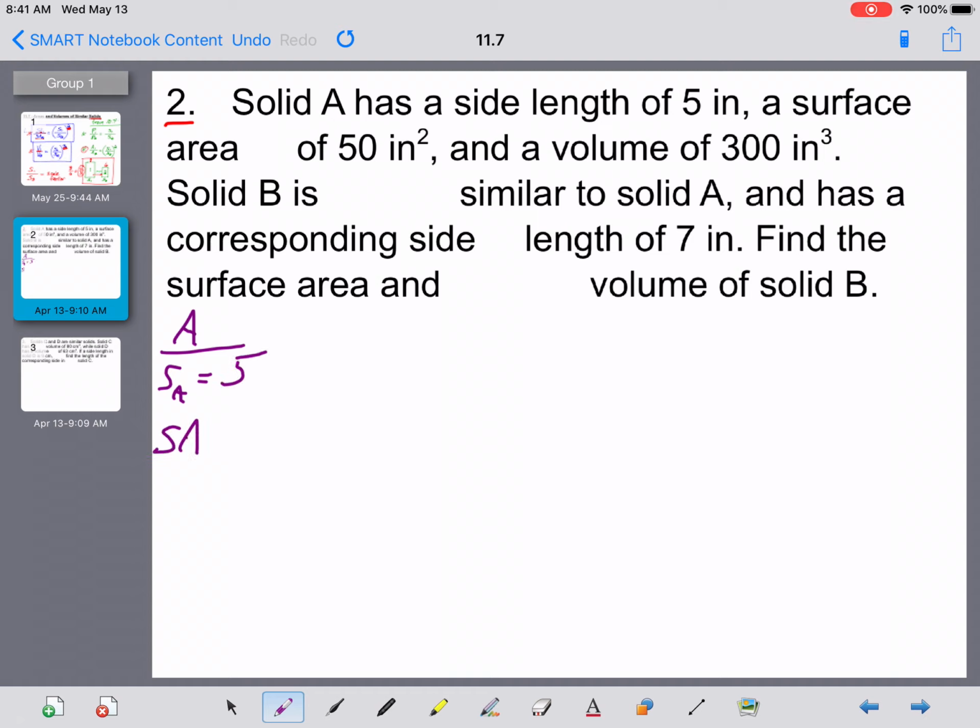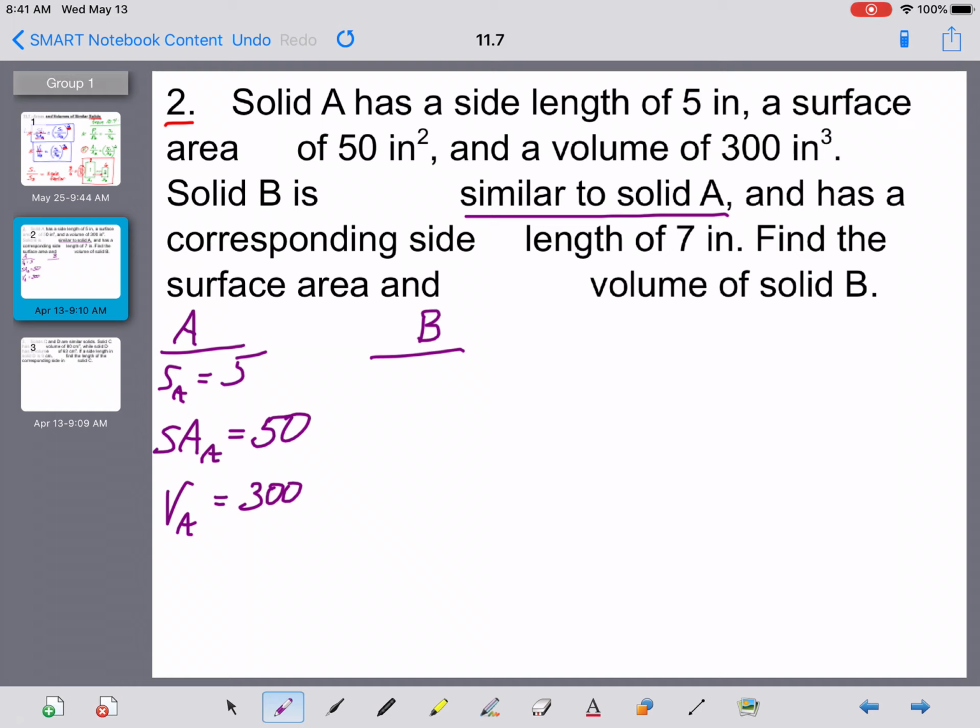The surface area of figure A, they told us here, was 50 square inches, and the volume of solid A was 300 cubic inches. All right, now we're going to talk about solid B, which is similar to solid A. None of this would work if these two solids were not similar to each other.